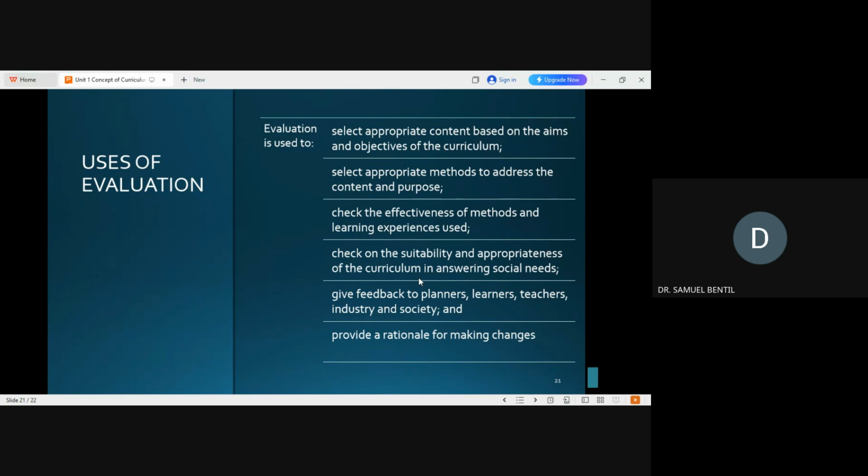We are also able to check the suitability and appropriateness of the curriculum in answering the social needs of both the learners and the society, and also to give feedback to planners of the curriculum, the learners, the teachers, industry, and society as well. And evaluation also provides a rationale for making changes. So these are some uses, but later we'll look at evaluation as a whole concept. So these are just some synopsis to give you an idea of what goes on in the various elements.